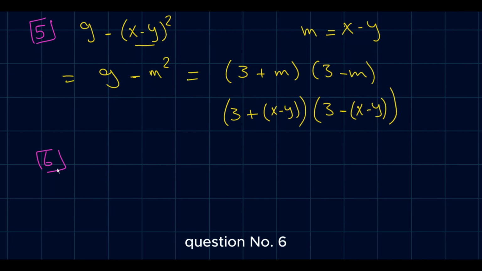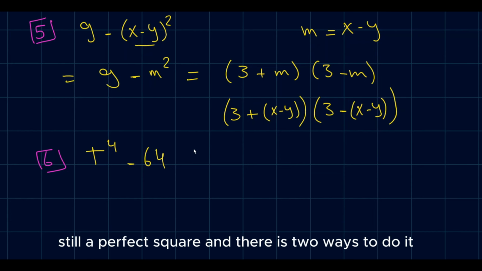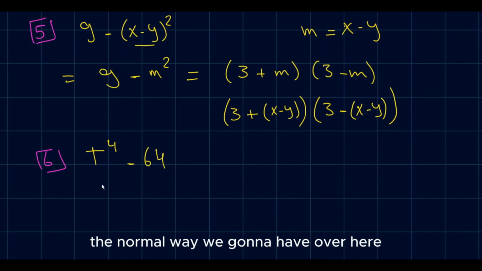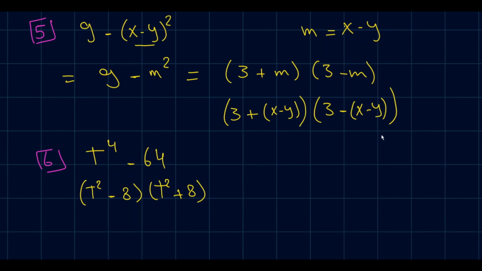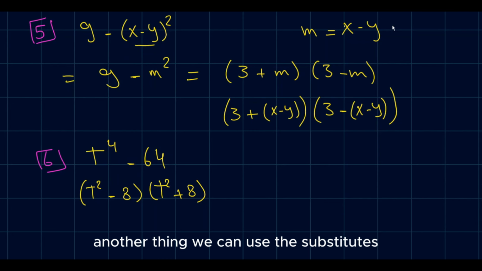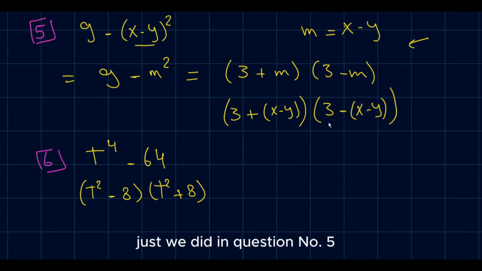Question number 6. t power 4 minus 64. Still a perfect square. And there are two ways to do it. The normal way, we're gonna have over here t squared minus 8 and t squared plus 8. Another thing, we can use the substitution, just like we did in question number 5.